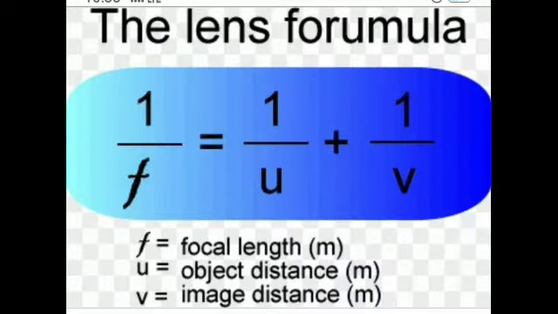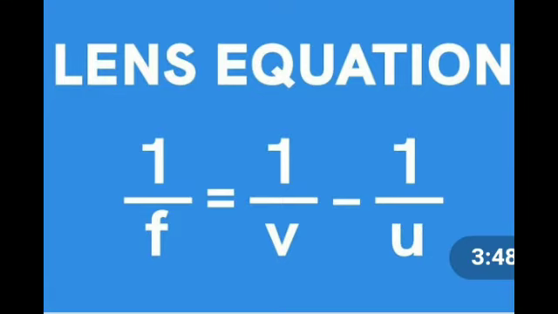The next topic, lens formula. Like mirrors, we have a lens formula for spherical lenses. The lens formula gives the relationship among the distance of the object u, the distance of the image v, and the focal length f of the lens. It is expressed as 1 by f is equal to 1 by v minus 1 by u. This is also called the lens equation. It is applicable to both convex and concave lenses.